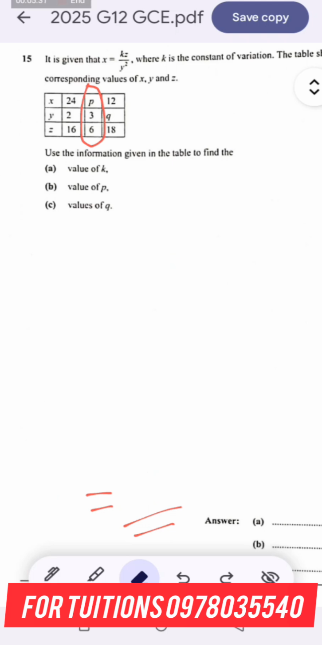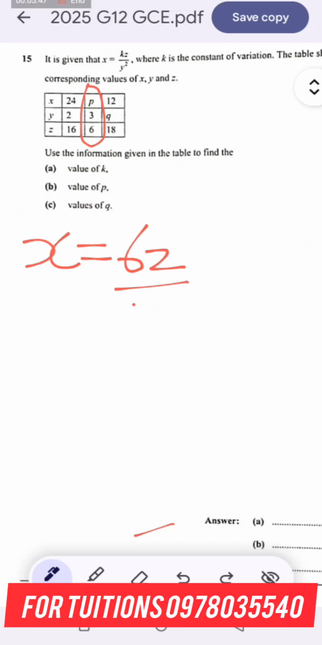All right, let's do our last question now. Our last question is just simply finding the value of Q. Now, remember what we had. We said the equation is x equals our K was 6, so 6, then z over y power what? Power 2.